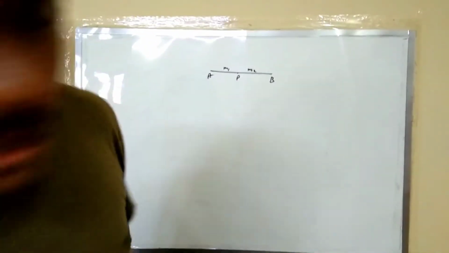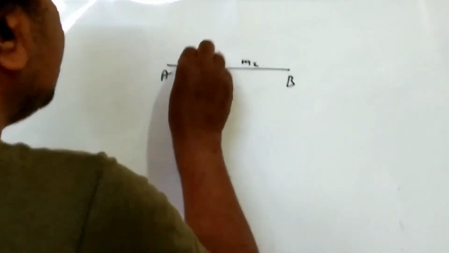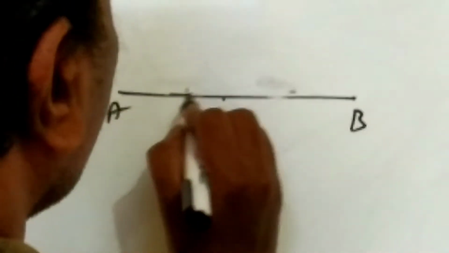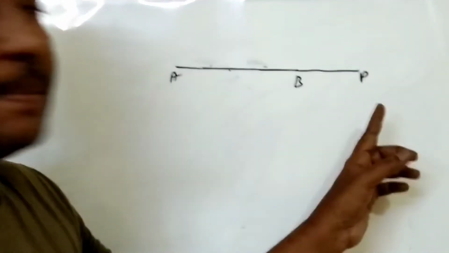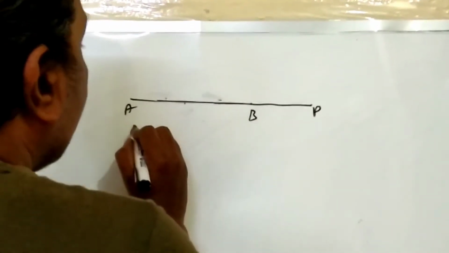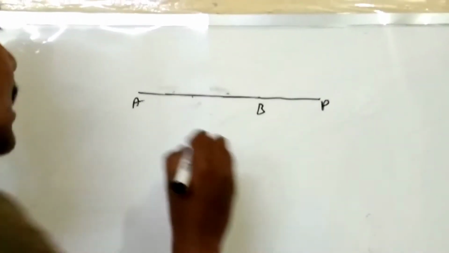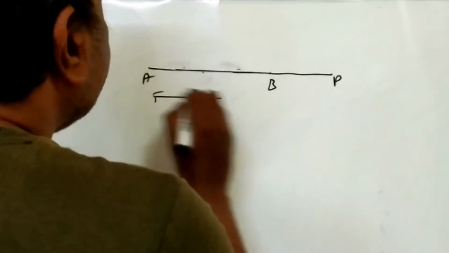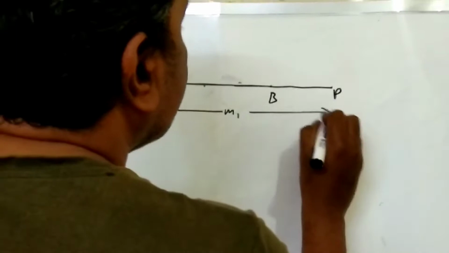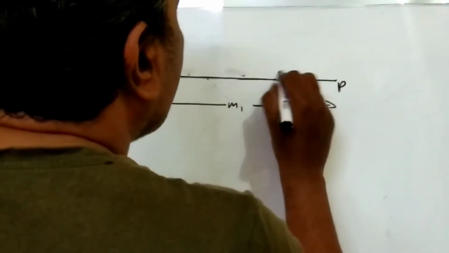Suppose AB is produced, produced means extended up to P. That means P is not in between A and B. So here we call it P dividing AB in the ratio m1 is to m2 externally. That means from A to P is taken as m1, from B to P is taken as m2.